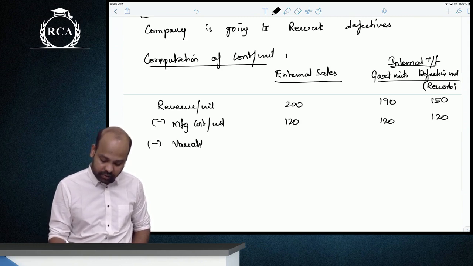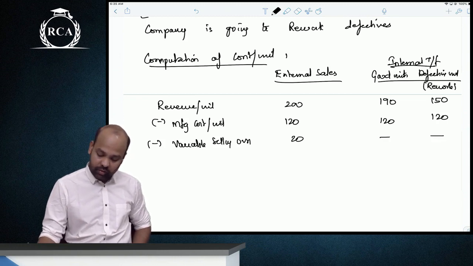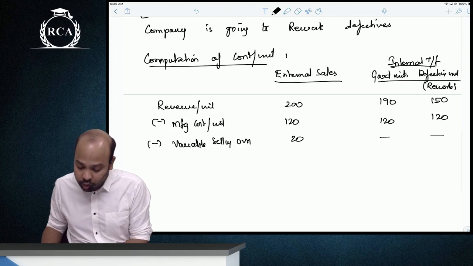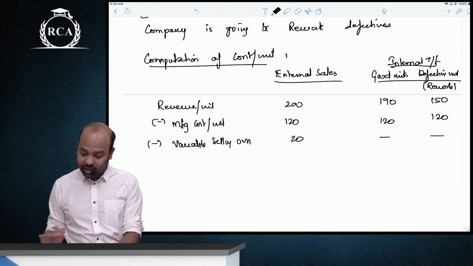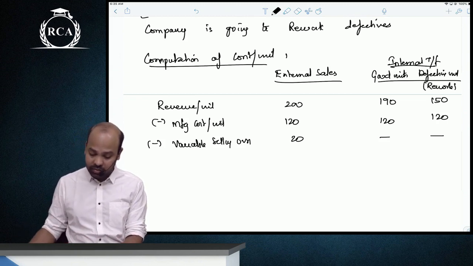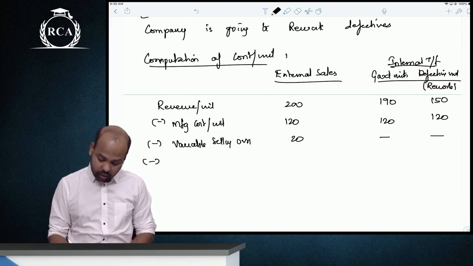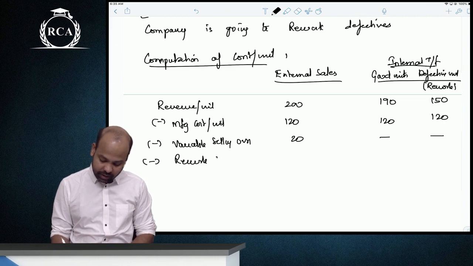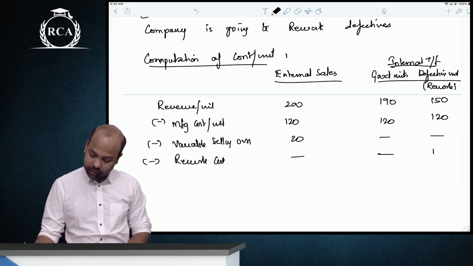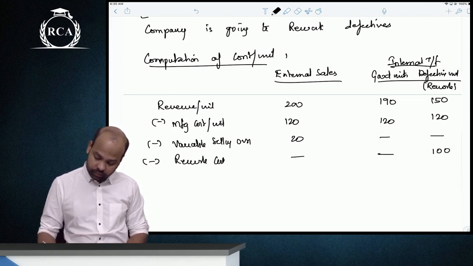There is variable selling overheads that will be incurred only on external sales. Selling price per unit, current selling price, additional variable labor cost, selling price of rework defectives. Your rework cost that we are incurring is 100 rupees.